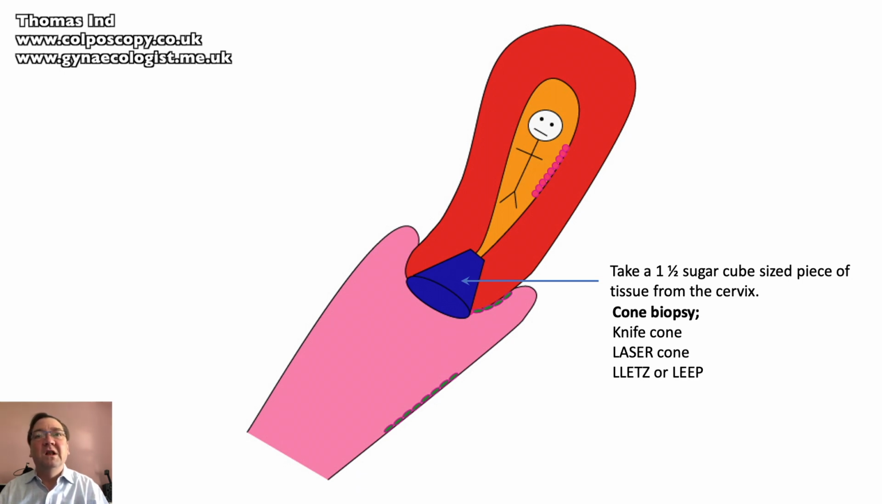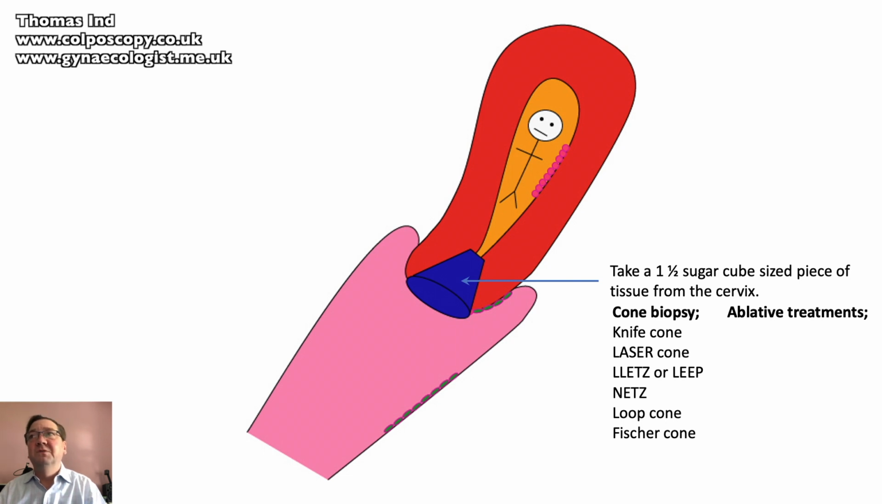Then we have a LETS or a LEAP. LETS is the English term, large loop excision of the transformation zone. My American colleagues like to use the term LEAP, loop electrical excision procedure, but they're pretty well the same thing. Then there's NETS, needle excision of the transformation zone, loop comb biopsy, fissure comb biopsy. A fissure is a sort of instrument designed to only go into the cervix a centimetre.